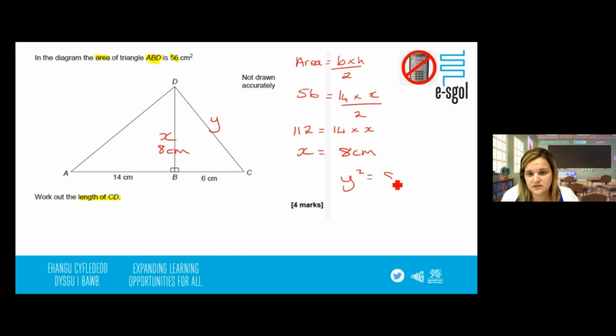So y squared equals 8 squared plus 6 squared. Squaring them and adding, I've got 64 plus 36, giving me 100 when I add them together. And then the last step is the square root of 100. Remember this is a non-calculator question, so you're thinking of what number you multiply by itself to get 100. And that number is 10. I'm putting units on the answer. I haven't rounded this time. So we are just saying the answer is 10 centimetres.